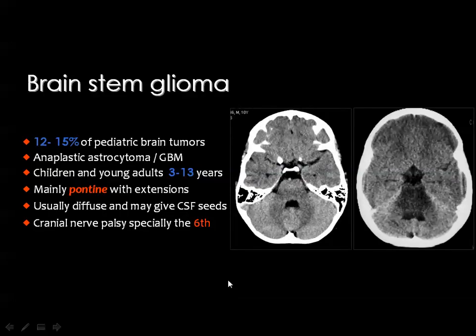Then we came to one of the important tumors occurring in the brainstem, which is the brainstem glioma. This glioma represents about 12 to 15% of the pediatric brain tumors, and it is usually of the anaplastic type or the glioblastoma type. The age incidence is around 3 to 13 years old, and the lesion is mainly located in the pons and may give metastatic CSF state.